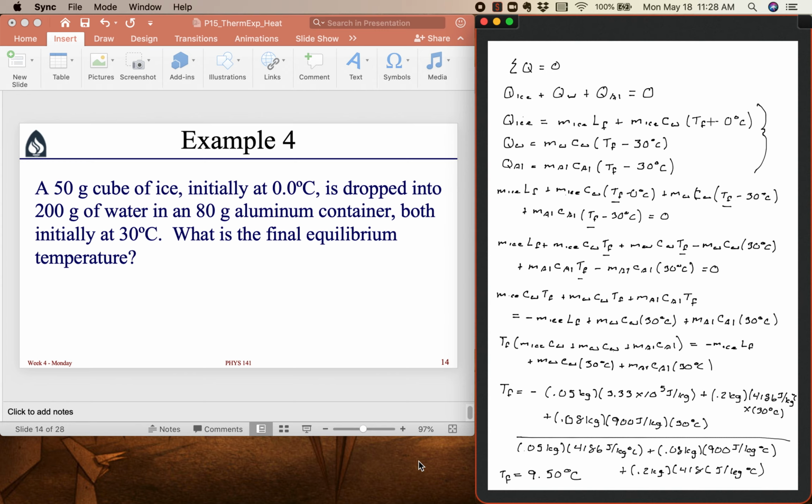raise its temperature to whatever the final temperature of all three materials are. We knew that that final temperature would be warmer than the 0 degrees because everything else started out at 30 degrees Celsius. So heat is going to be flowing out of these warmer materials and into that ice and the ice water. Then we write down the heat exchange for the water and the aluminum and add them all together, set it equal to 0, and then we can solve for our unknown, which in this case was the final equilibrium temperature.